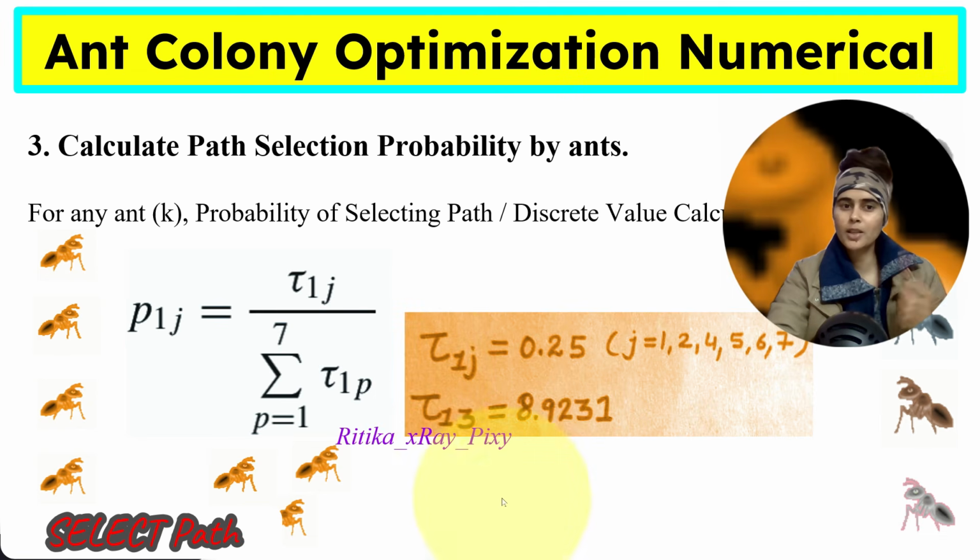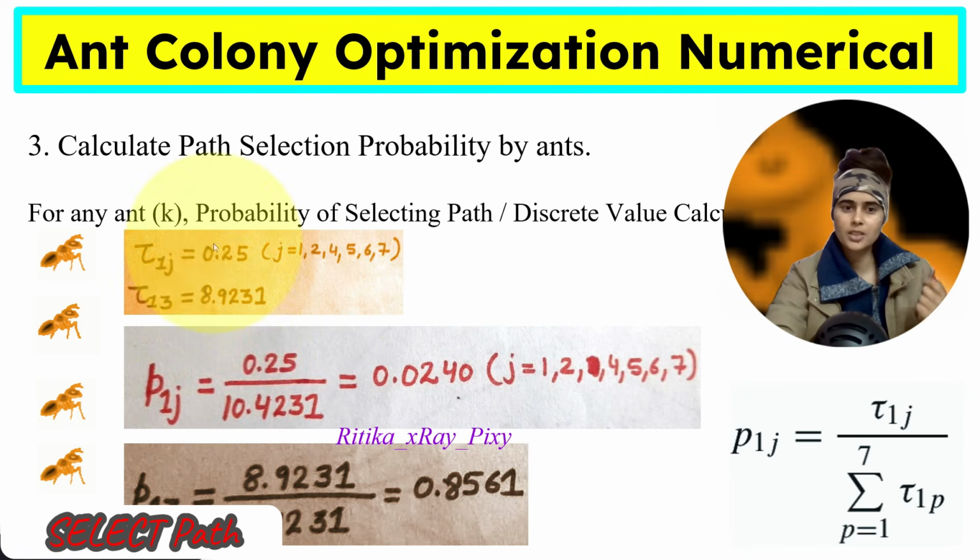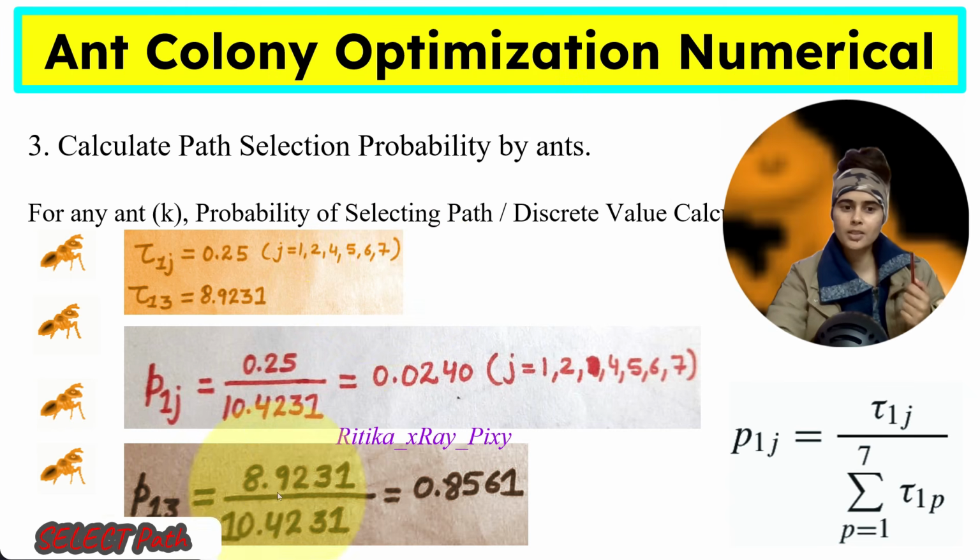Now again we will calculate the probability for the ants to select the path. Here you can see we have the pheromone values. The probability value for the third path is 0.8561, and the probability value for the other paths is 0.0240. So the probability of selecting the best route is 0.8561, and the probability of selecting another route is 0.0240.